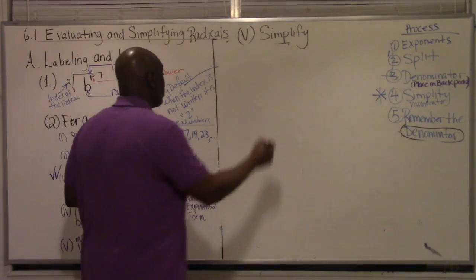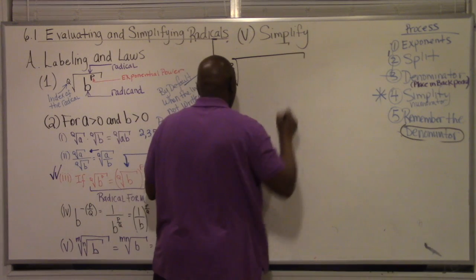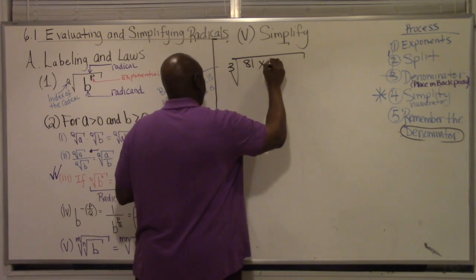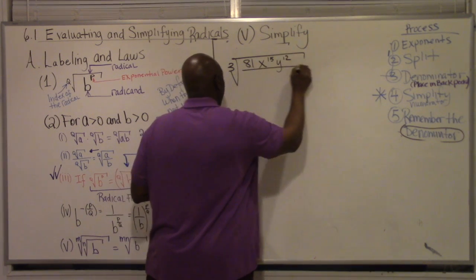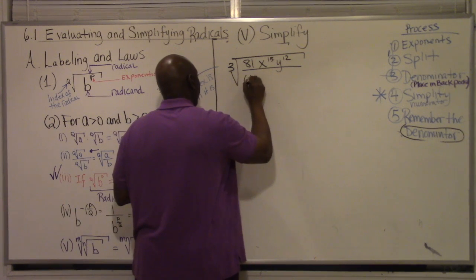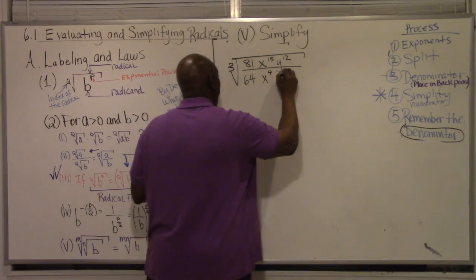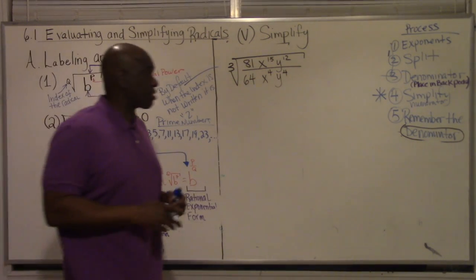Let's look at the cube root of 81, x to the 15th, y to the 12th, divided by 64, x to the 4th, y to the 4th. Okay, here we go. Last one for chapter section 6.1.